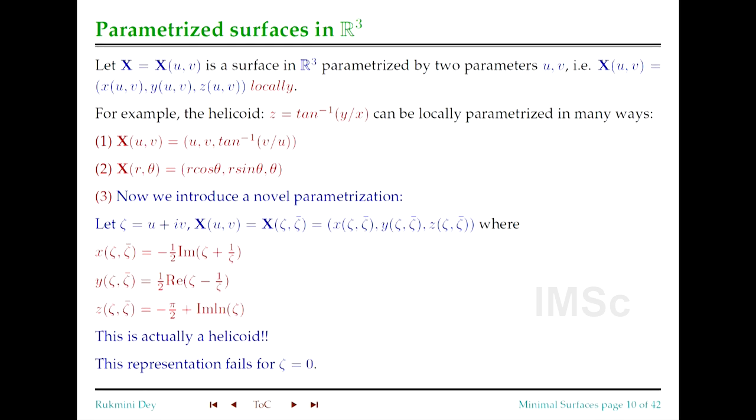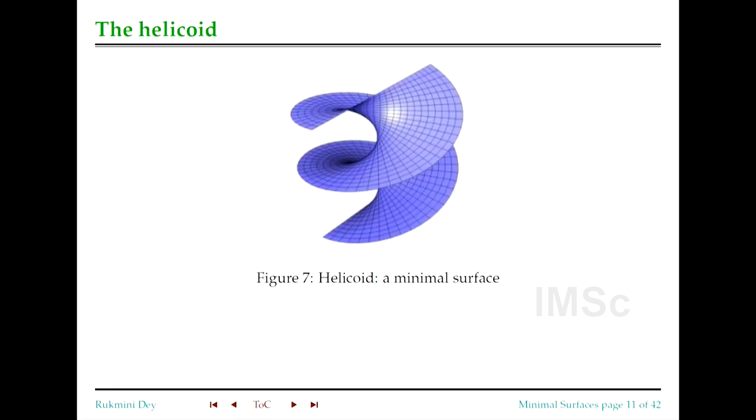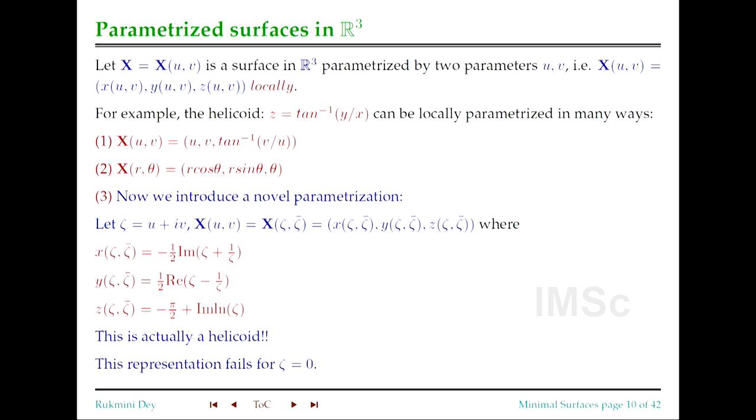Parametrized surfaces in R3. In our entire discussion, we will be using parametrized surfaces in R3. So bold X is X of u v, Y of u v, Z of u v. u and v are two parameters which locally describe the surface. For example, if you take z equal to tan inverse y by x, this is a surface called the helicoid, and you can parameterize it in many ways. For example, u, v, tan inverse v by u, or r cosine theta, r sine theta, theta.